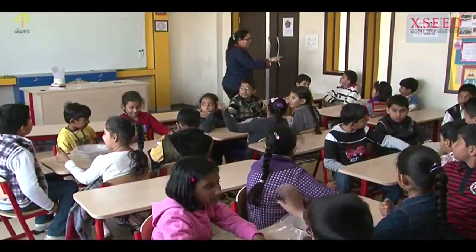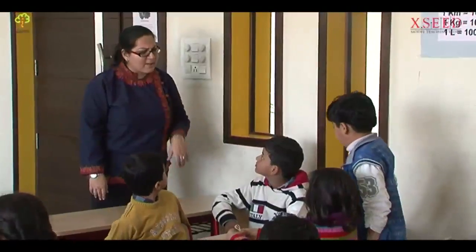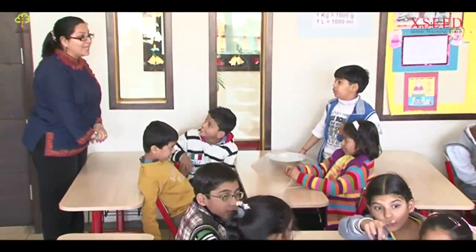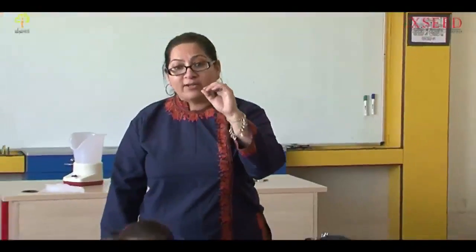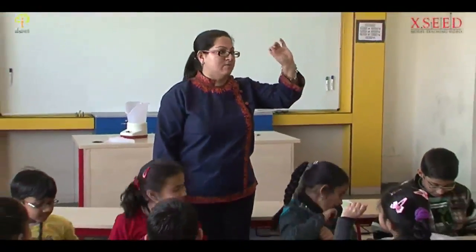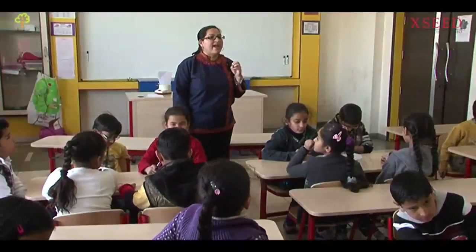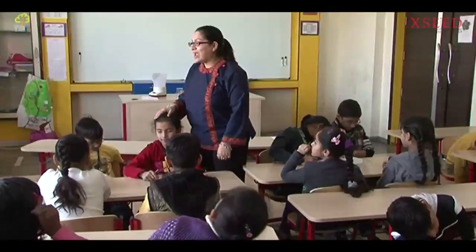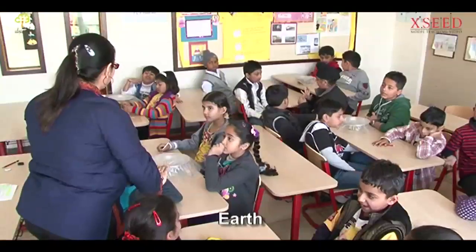What do you see on your plastic sheet? Water droplets. Where did these water droplets come from? From heat. What gets formed when the water gets heated? Water vapors are formed. When the water vapors cool down, it becomes a cloud. When the cloud gets really heavy, it begins to rain and the water falls back onto the earth.